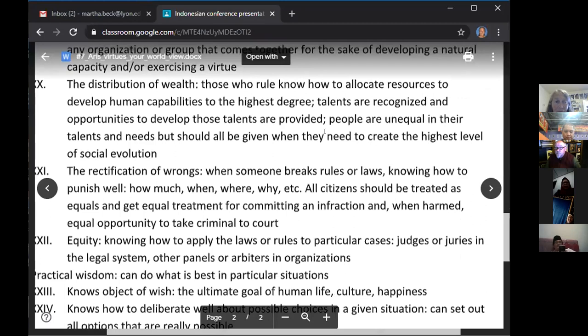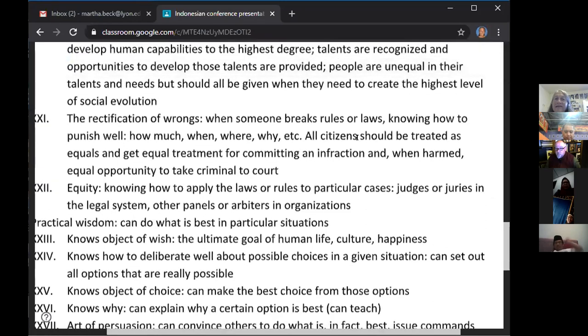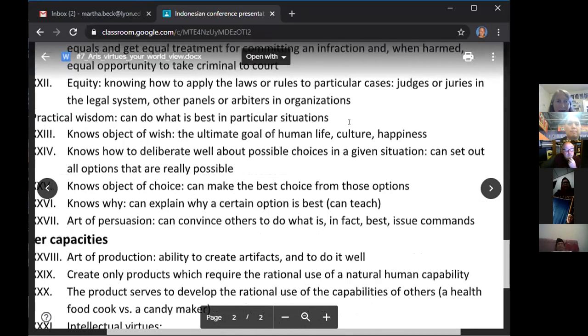How to distribute wealth, how to rectify wrongs. And so these are just the patterns. Aristotle says every society has a realm of political association where this is going on. And when I teach this to students, they go, well, yeah, you read the newspaper, you're always reading about these things. So I can give them Aristotle's list, and then they can systematize it, and they can see how it's all interrelated.